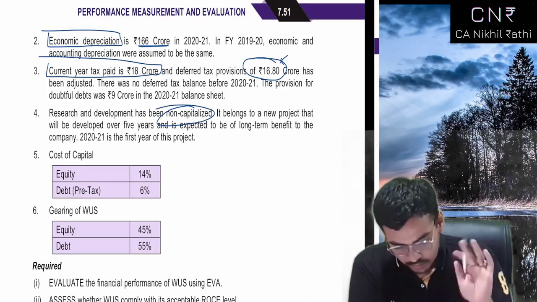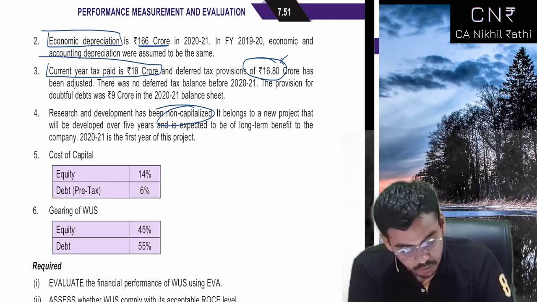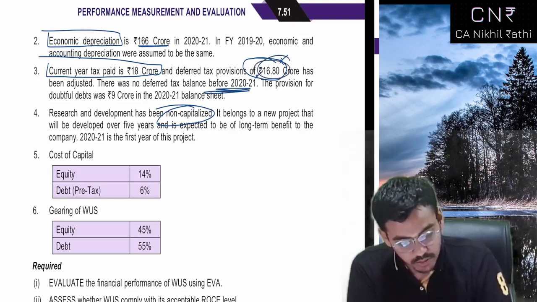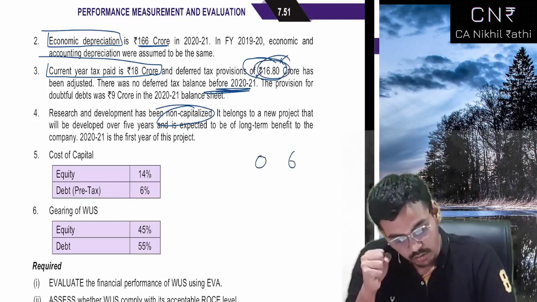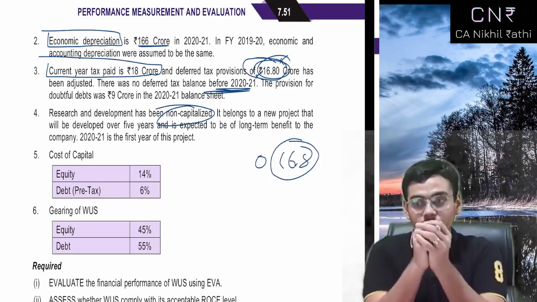There is no deferred tax balance before 2021. So basically the 16.8 has been made this year, so basically it is increased. Last year it was 0. This year it is 16.8. So now let us do the tax working.